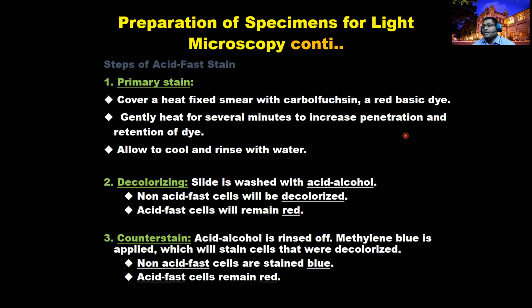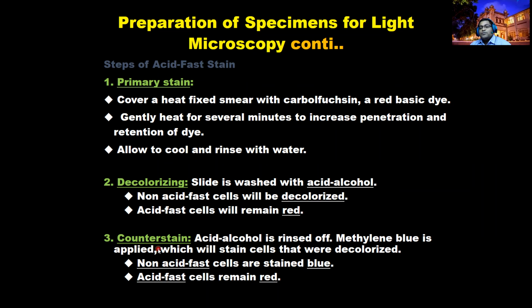In the gram stain there is no heating, but here you add carbol fuchsin and heat it. Then decolorization: in the gram stain you add alcohol after crystal violet, but here decolorization uses acid alcohol. Non-acid-fast cells will be decolorized. Acid-fast cells remain red, as they retain the dye, otherwise the stain is removed by acid alcohol.